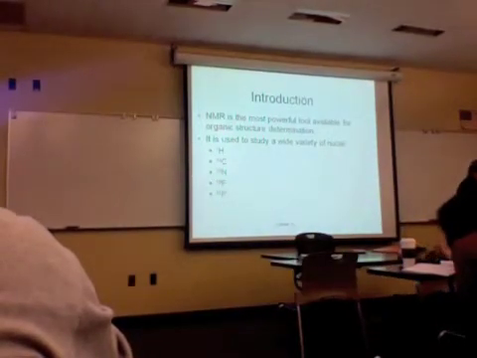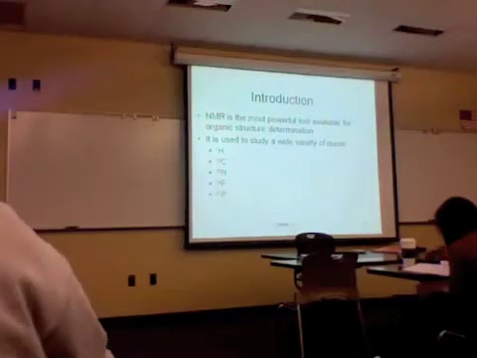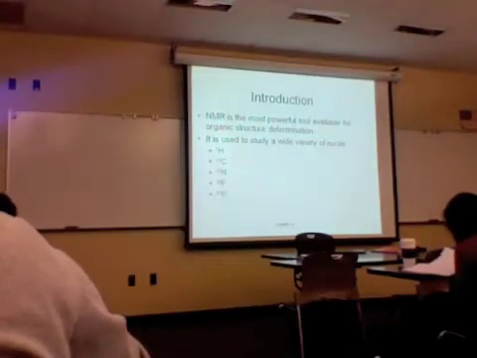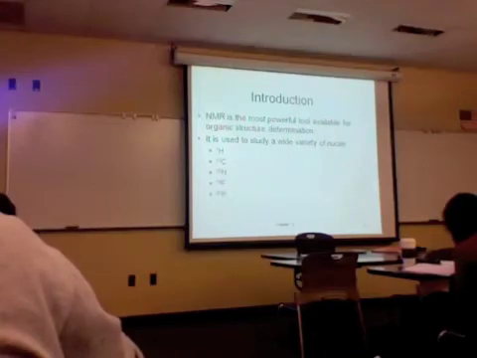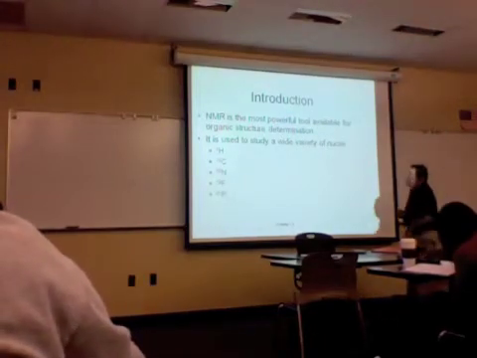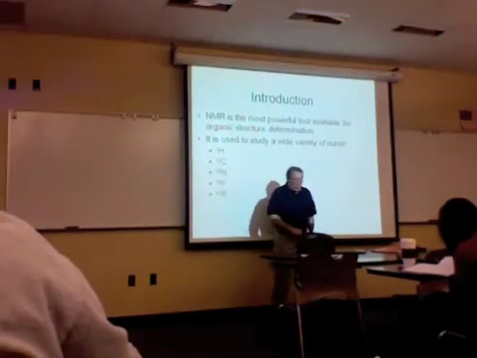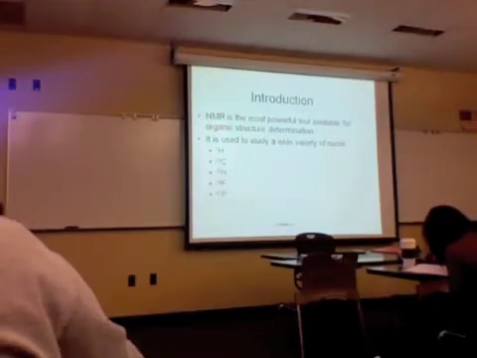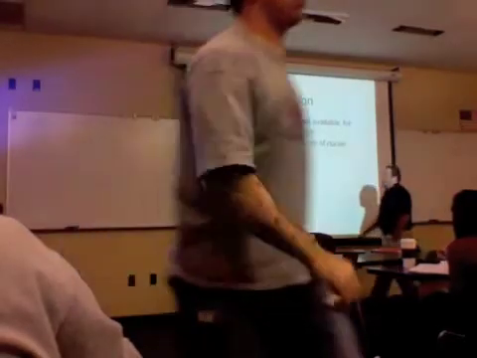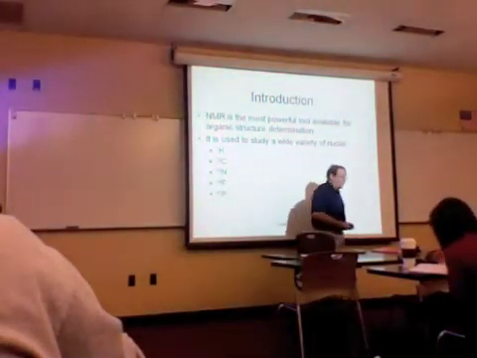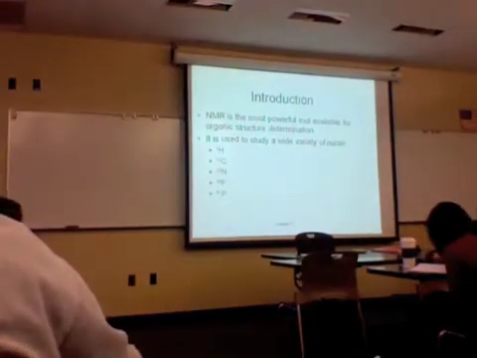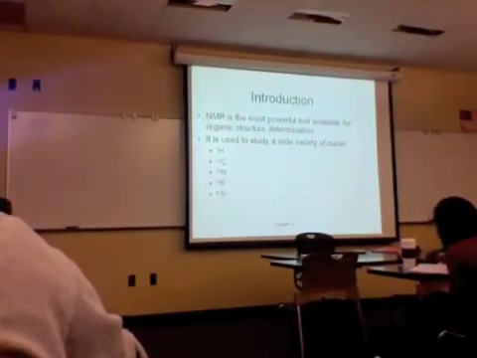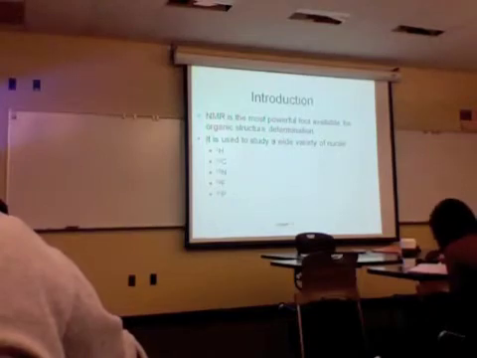NMR is based on the phenomenon of resonating nuclei that are magnetically susceptible. In order to be magnetically susceptible, the nucleus has to have an odd number of protons or neutrons or both. Some common examples that we can use in NMR are standard hydrogen, sometimes called protium, carbon-13, nitrogen-15, fluorine-19, and phosphorus-31. All of these have an odd number of particles present in the nucleus, which makes them magnetically susceptible, which means I put them in a magnetic field and they respond to the field if it's strong enough. Okay?